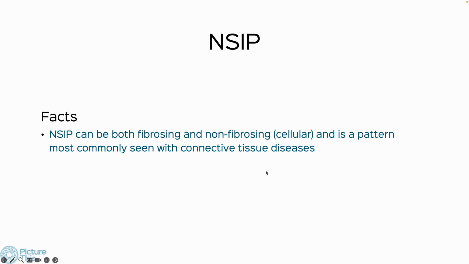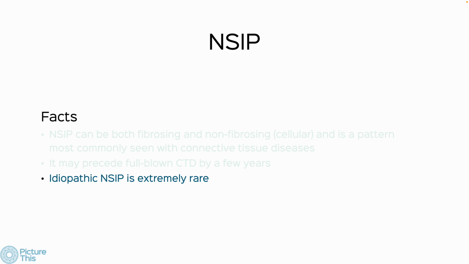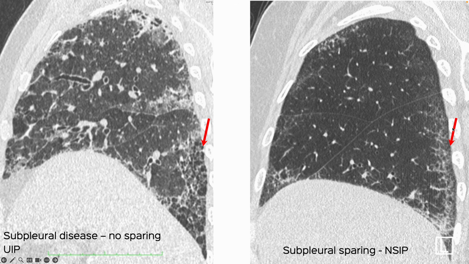So NSIP can be both fibrosing and non-fibrosing. It may precede full-blown connective tissue disease by a few years, but idiopathic NSIP is extremely, extremely rare. So just to understand the concept of subpleural sparing, right? This is a patient with UIP. There's no subpleural sparing, and here you see a patient who has this subtle subpleural sparing, better appreciated on the sagittal images. Now, half of the NSIP patients will have subpleural sparing.